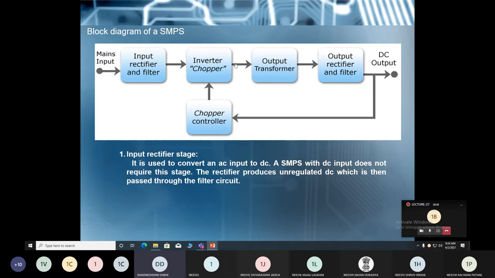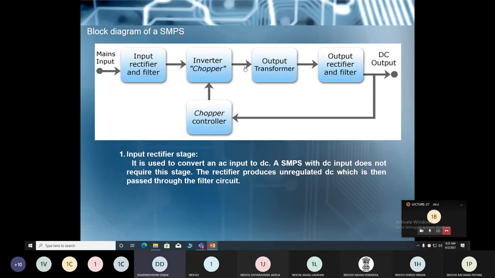Yes, sir. Okay. Now this high frequency AC output of the inverter, we provide to the transformer. Now your transformer must be operated at this frequency, because nowadays we do not use the normal transformer, because the frequency of this AC is in terms of kilohertz. So you cannot use CRGO or normal iron core type transformers.